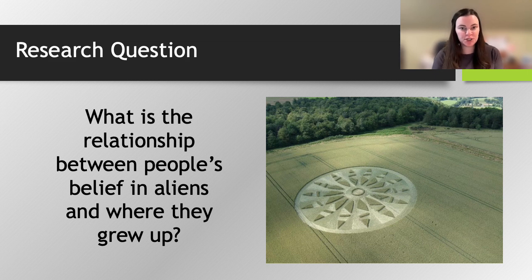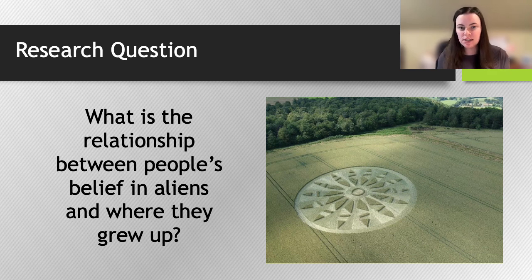Let's say a researcher was interested in answering the question of whether or not there was a relationship between people's belief in aliens and where they grew up. Perhaps this researcher thought that folks from rural areas might be more inclined to believe in aliens because they've seen things such as crop circles before, whereas folks from urban jurisdictions may not have had experience with these, and therefore they may not actually believe in aliens at the same frequency as their rural counterparts.